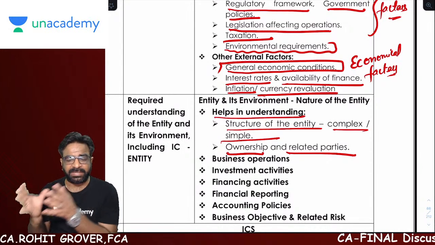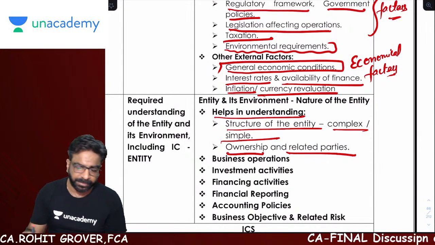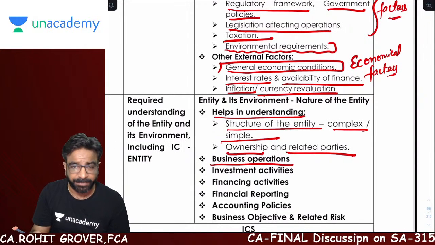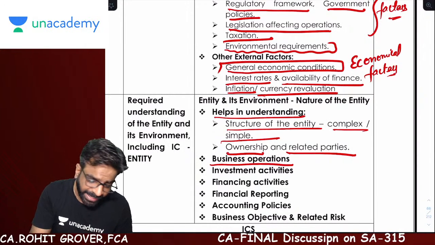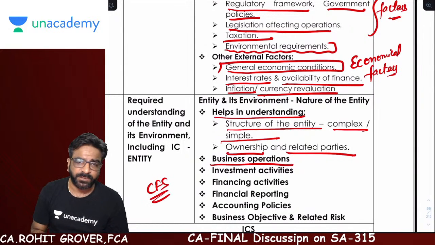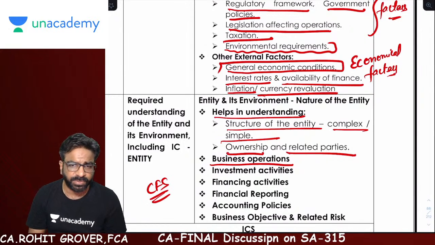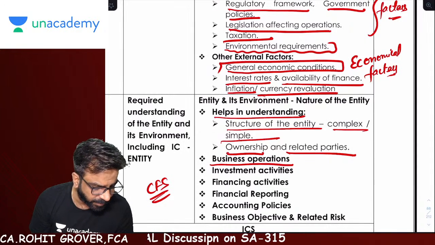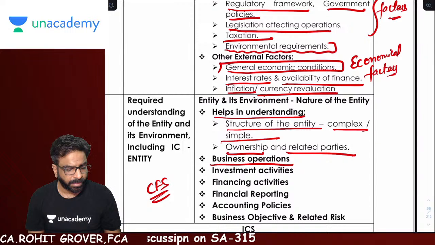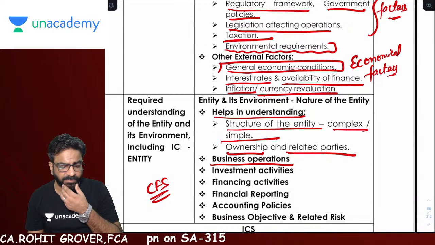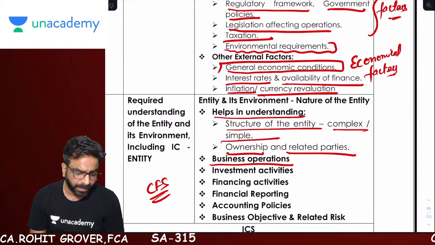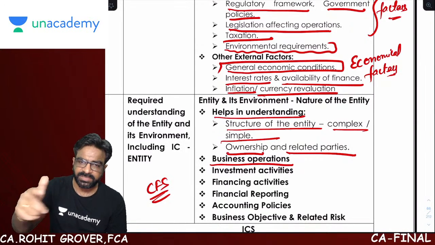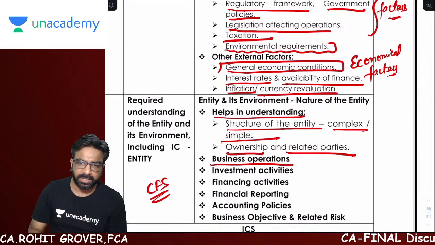So what are the other factors you have to understand about the entity? You have to understand their internal controls. You have to have a good knowledge of their business operations. Then you know the cash flow statement. In the cash flow statement, what are the three types of activities we know? Everyone please reply in the chat box. As per AS 3 cash flow statement, what are the three types of activities we know? One is operating activity, one is financing activity, and one is investing activity.